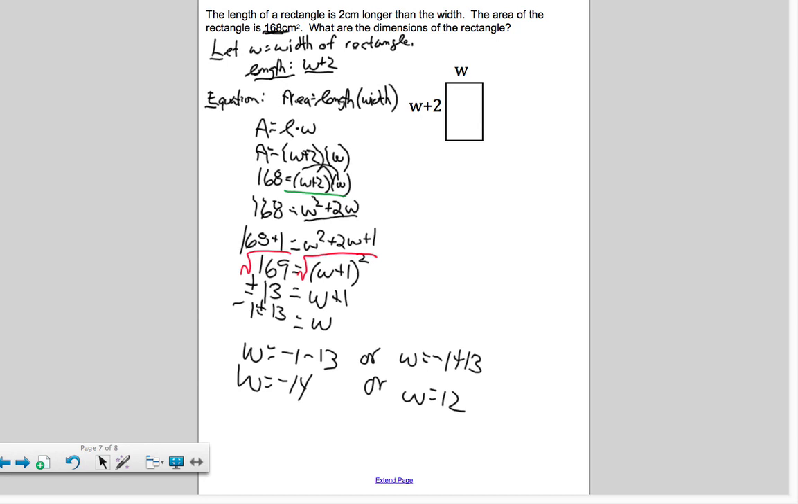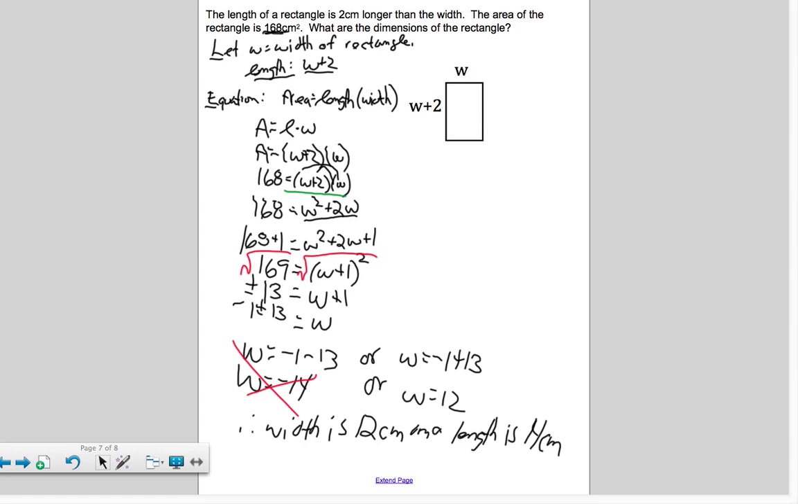Can we have a negative width? No, right? So once we get to practical examples, we need to make that distinction. That doesn't make sense, we can't have a negative width. So therefore the width is 12 centimeters, and the length is 14 centimeters. I should write this down. And like you said, 12 times 14 is 168, it works.